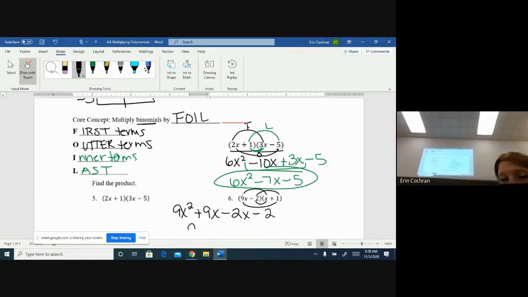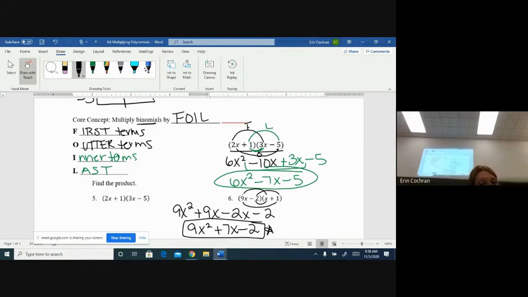So we have 9x squared. What's 9x minus 2x? 7x. And then we have minus 2. And then you're done. 9 times out of 10, guys, if you're multiplying binomials times binomial, you're always going to end up with a trinomial. 9 times out of 10.